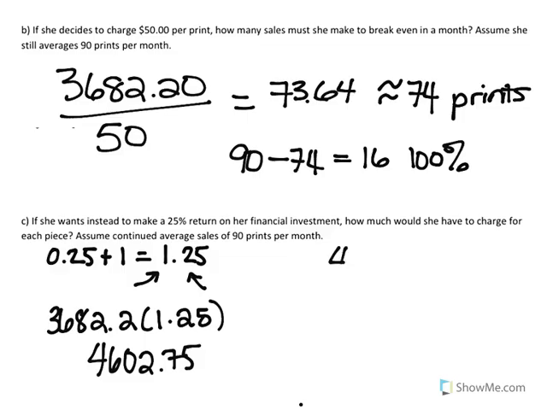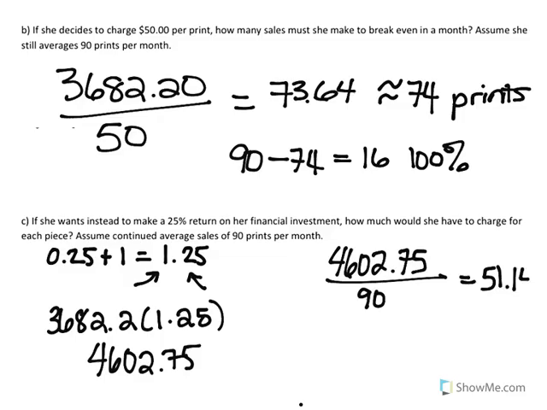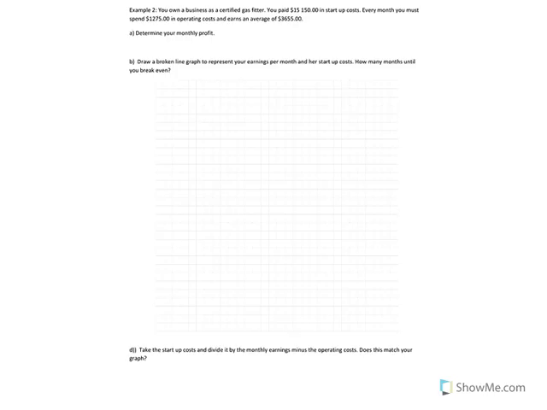So we're going to take that amount and divide it by 90 because we're selling 90 prints per month, and it's $51.14. That's the amount to get 25%. She's probably not going to charge that because that's kind of a funny number. She's probably going to charge like $55 or $60, but this would be what she needs to make a minimum 25%. Okay, next example.